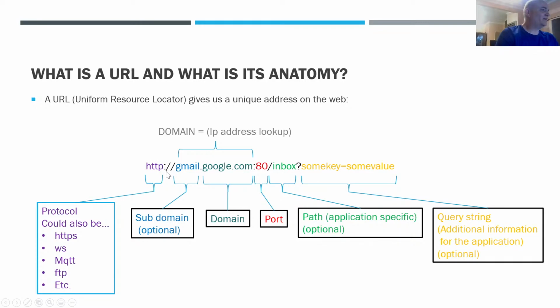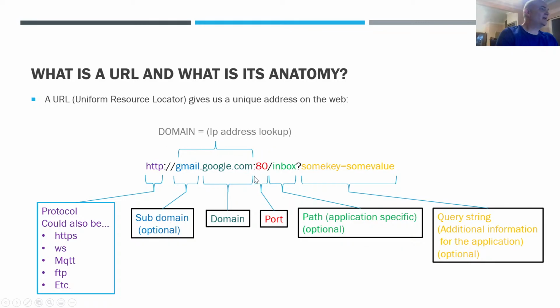Then we have the optional subdomain. Over here you can see that this is gmail.google.com. We also have things like maps.google.com. That is optional, but it's essentially a subdomain of google.com, a less important part of that particular google.com. Then we actually have the domain, google.com. And this, between that point and that point, is a substitution for an IP address.